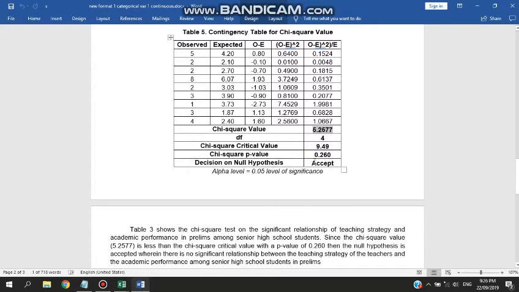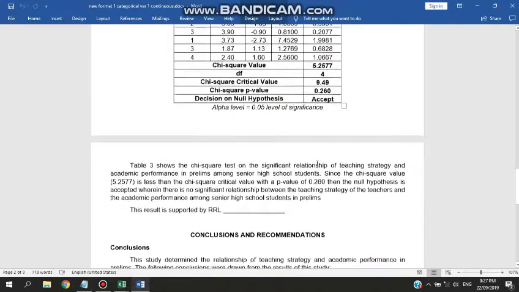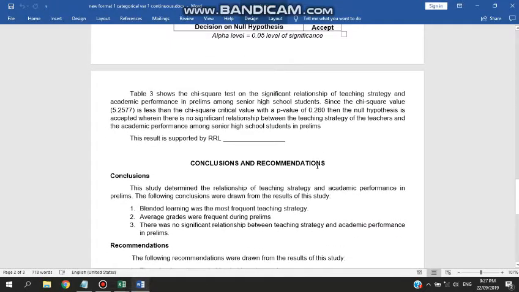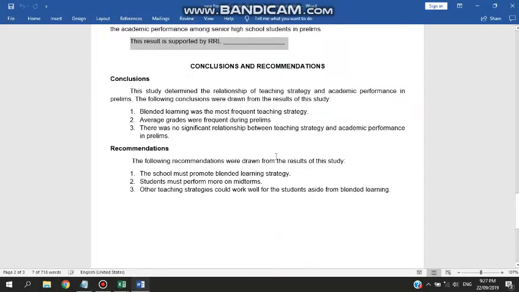So alpha level is 0.05 level of significance. Your decision on the null hypothesis is accept. Otherwise, kung si p-value is above, or I mean, it falls below the 0.05, you have to reject the null hypothesis. Okay. So for this one, it's the same with categorical variables analysis. You have to put in the supporting RRL here, and that's it.